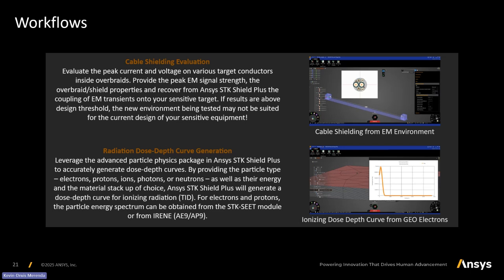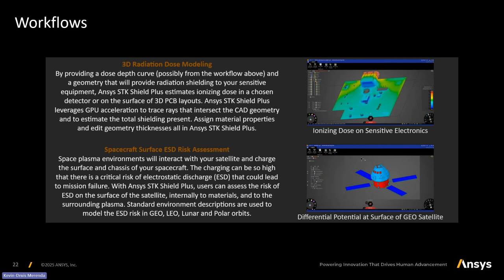From there, we can take that information and pass it to the 3D radiation dose modeling tool, which is a ray tracing solver to be able to use that dose depth curve, use the amount of material shielding between a detector point and the environment, and then extract how much dose will actually reach a certain component on a PCB, for example. And so here you can import the layout of a 3D PCB, you can import the enclosure and the whole satellite, and we will automatically run this ray tracing tool using a dose depth curve and extract the ionizing dose at any location on the PCB. And it is coupled to the other workflow that we just talked about, where you can create that dose depth curve.